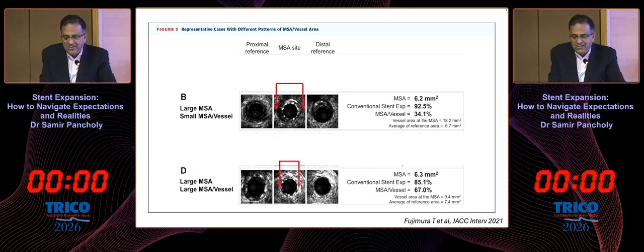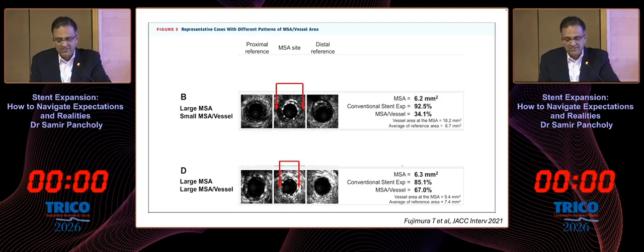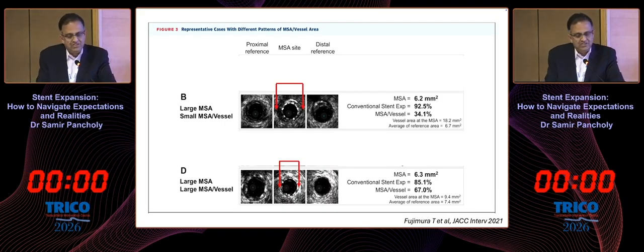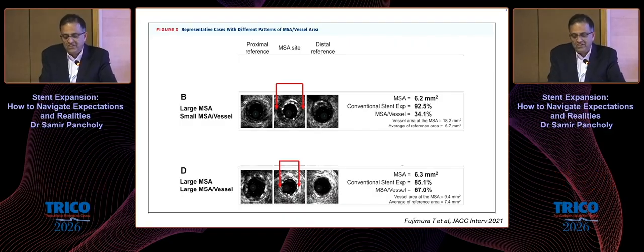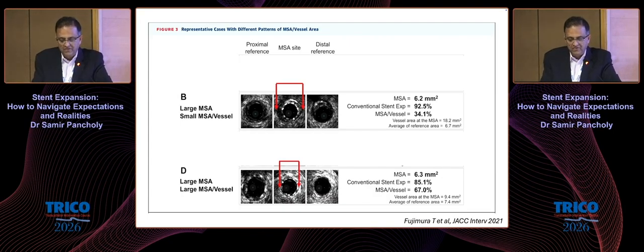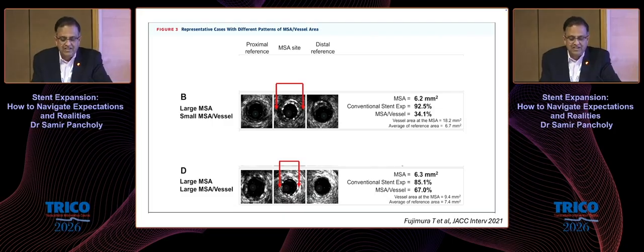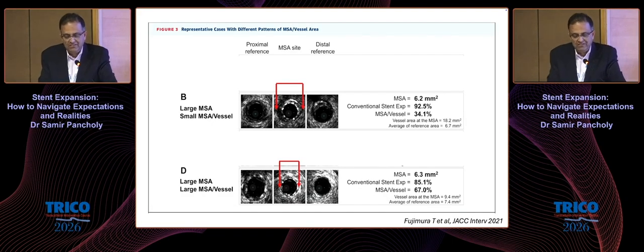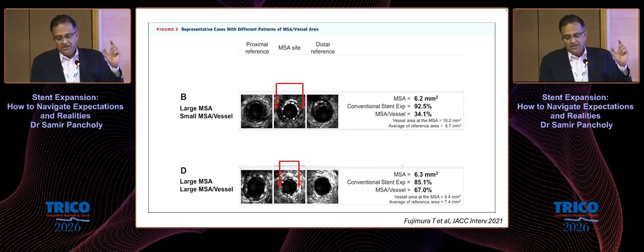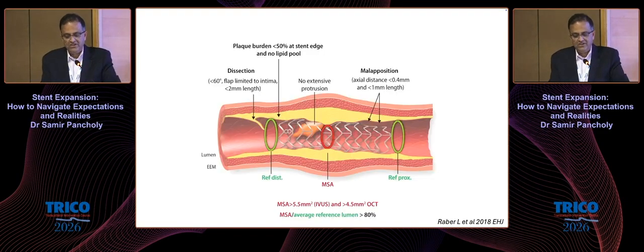I don't want to take too much time, but I'll show you this one figure here, which is very impressive. Both of these patients have a stent area of 6+ millimeters square. The first patient has a 92% expansion, and the second patient has an 85% expansion. Not much difference in there. But you can see that the MSA divided by the vessel area at MSA is very different. One is 34%, one is 67%. The outcomes are better if your MSA to vessel area is greater than 40%.